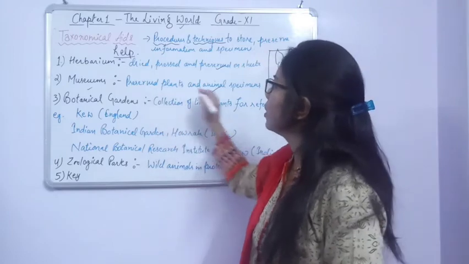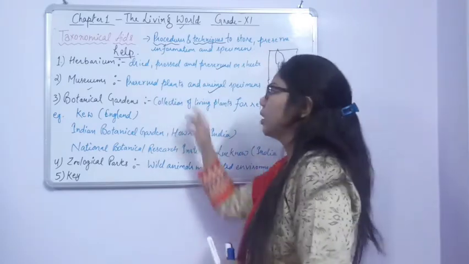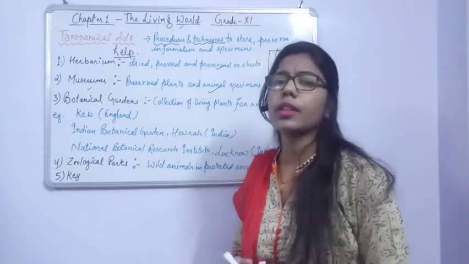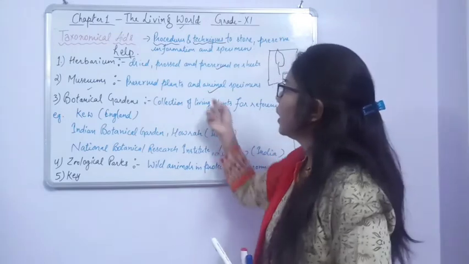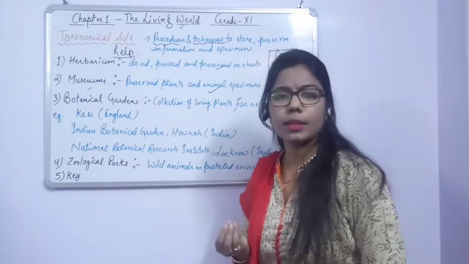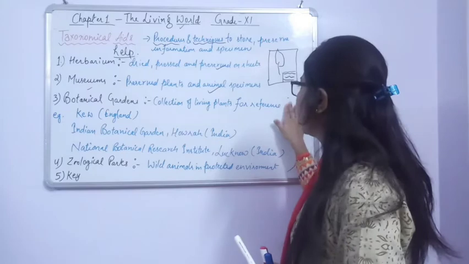Fine. So in museums again we are taking those plants and animals which are not present now and we are preserving them. So there are different methods to preserve them. For example, sometimes in the case of plants, we have collected some plants and any specimen and we have kept them at one place. Another method is preservation.